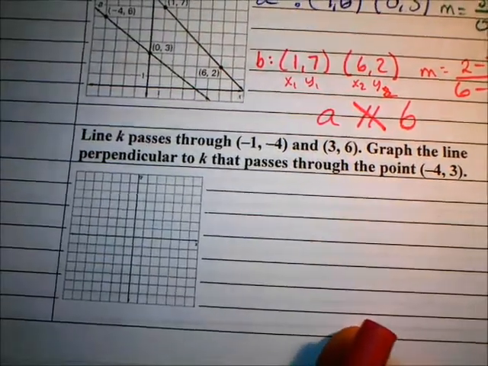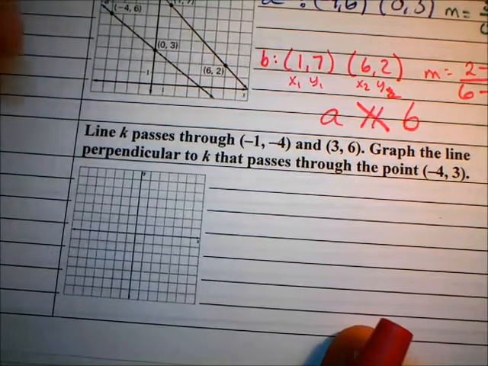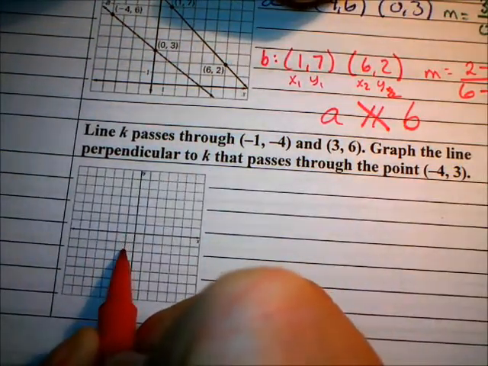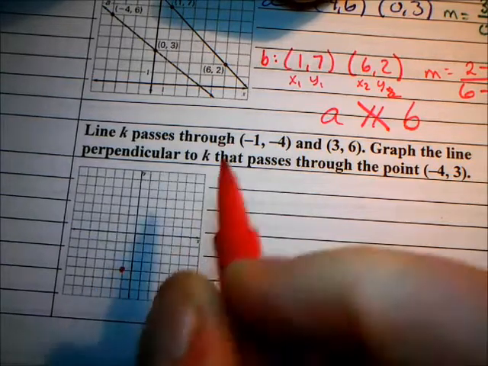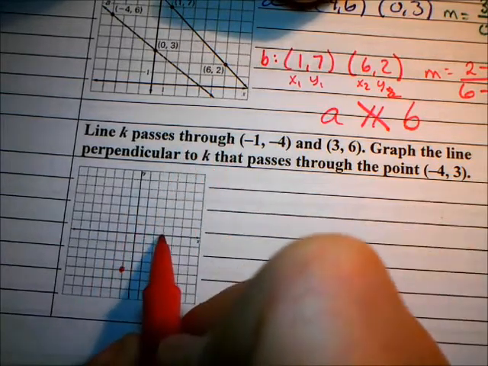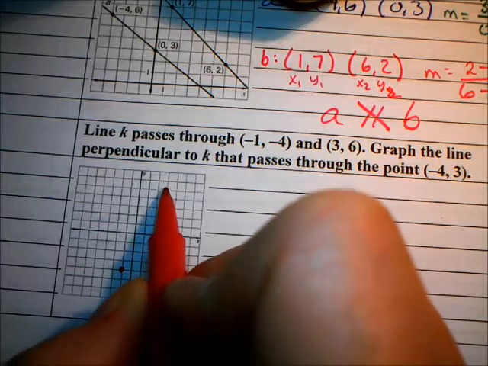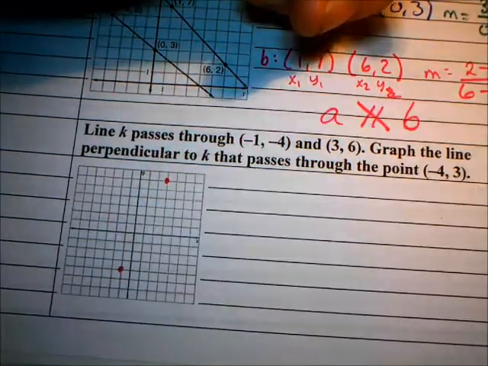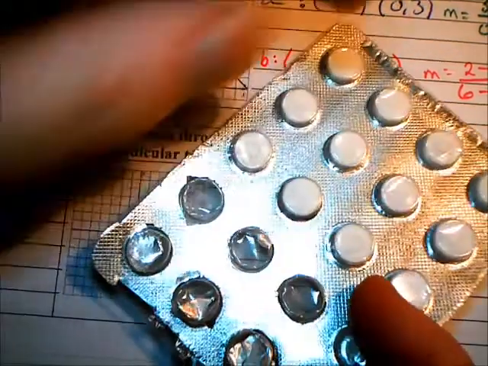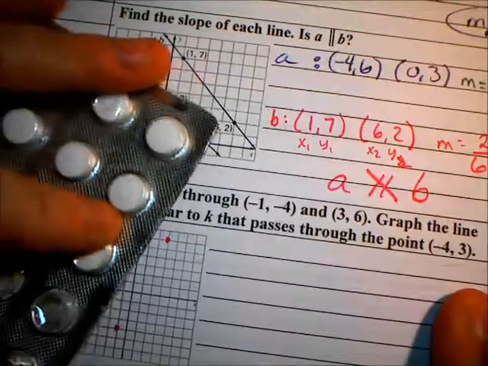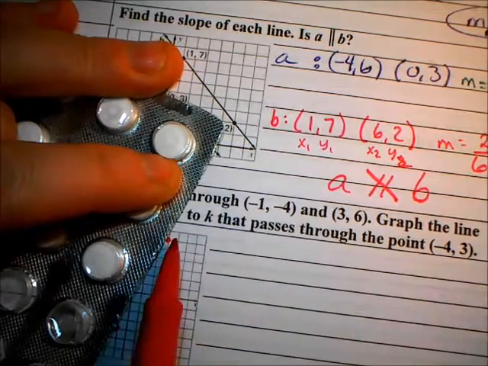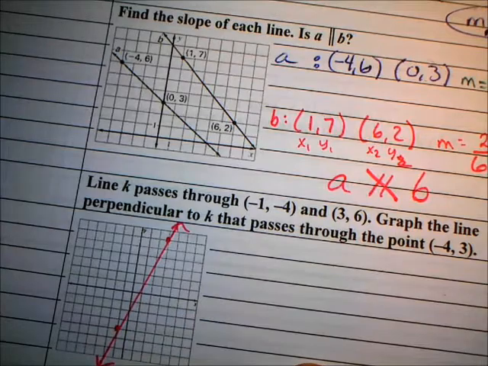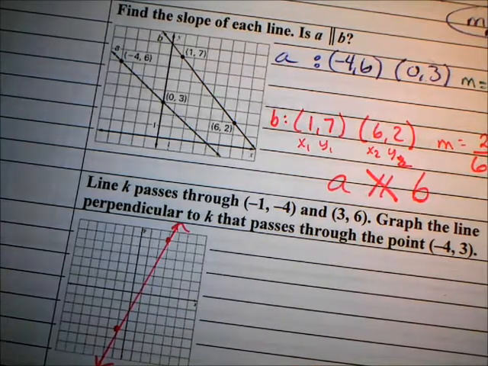Alright, example 3 says line K passes through the points negative 1, negative 4 and 3, 6. So I plotted those 2 points. It says a line actually goes through them, so let me find a straight edge. My pillbox, as close to a straight edge as I have right now. And, whoops, I missed my line, but it's pretty close. It says graph the line perpendicular to K.